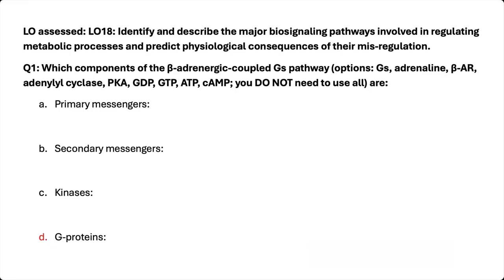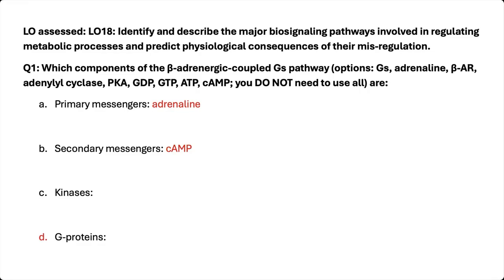Few more questions. Which components of the beta-adrenergic coupled GS pathway are these following things? Our primary messengers. So that would be adrenaline. And we can also have glucagon, but in this case, we have beta-adrenergic coupled, so we're adrenaline. And remember, another word for that is just epinephrine. Did we have any secondary messengers? Yes, so we had cyclic AMP.